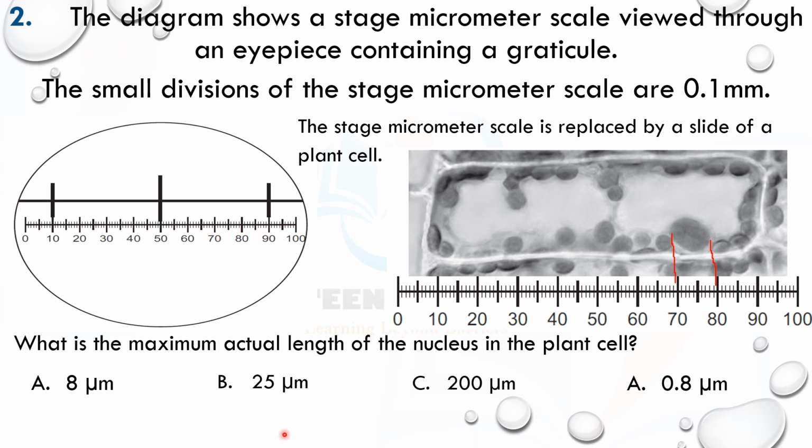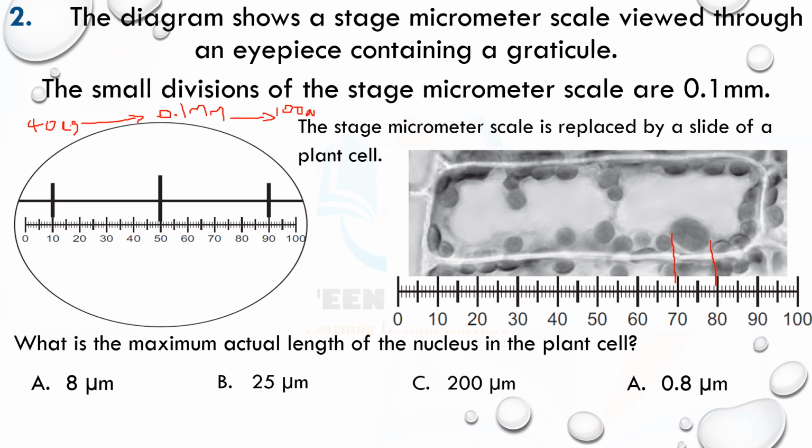Okay, so that means that 40 eyepiece graticule divisions equals what? It gives us 0.1 millimeters, which is the same thing as 1 division. Now if you convert 0.1 millimeters, which is very important, to micrometers, multiply by 1000, you will have what? 100 micrometers.